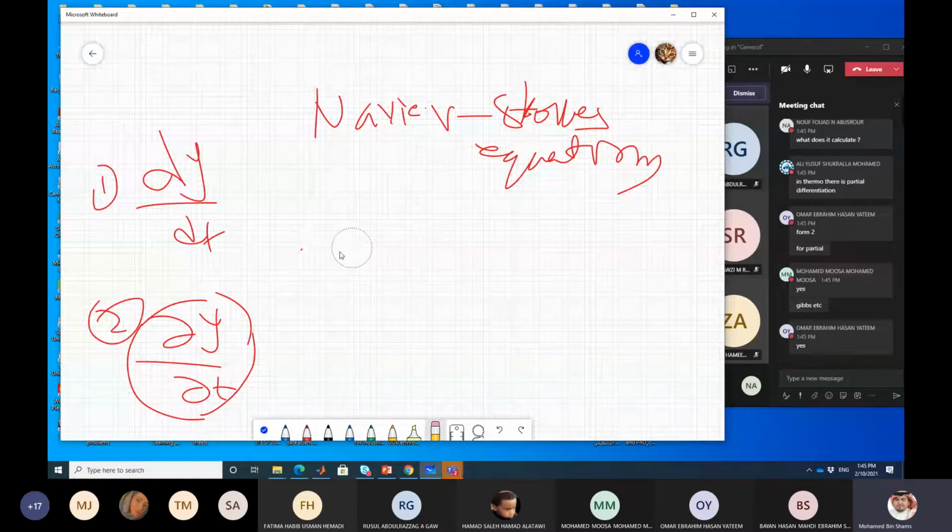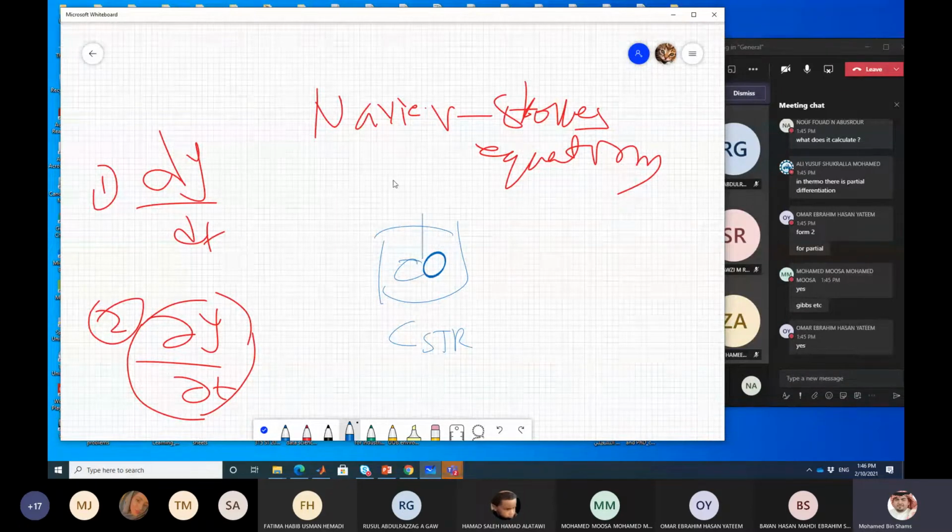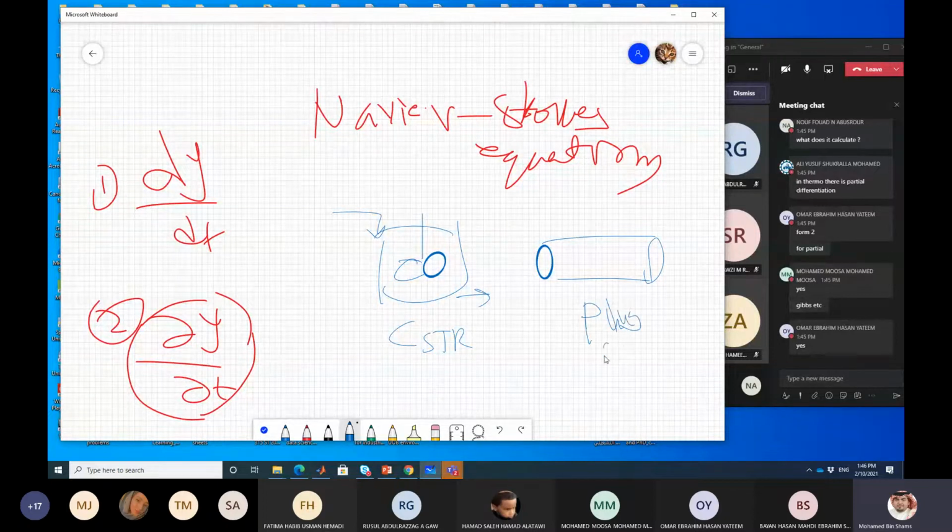Maybe in the applied course you have come across this. We have two famous types of reactors. We have the CSTR, continuous stirred tank reactor, so this is like stirring, with the input and the output going out. We have another type of reactor that we call the plug flow reactor.